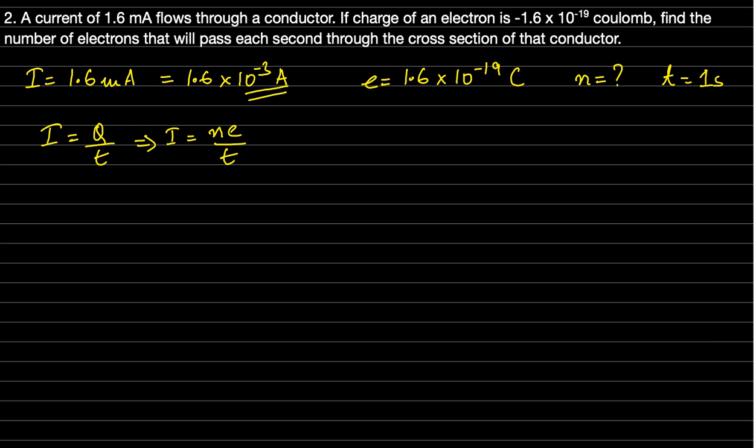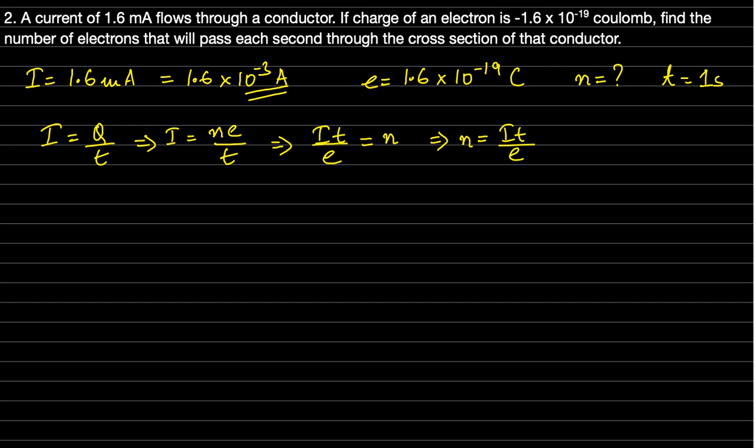So we need to find the value of N, so the rest of it will be going to the other side. So we get I into T, T which was there in the right hand side denominator goes to the numerator. So I into T divided by E is equal to N. Now I write left hand side as right hand side and right hand side as left hand side. So we get N is equal to IT divided by E.